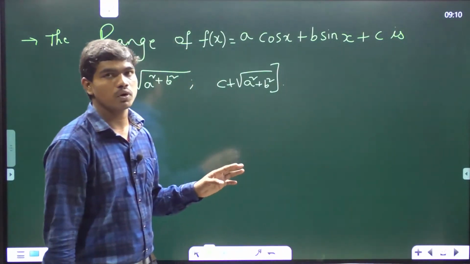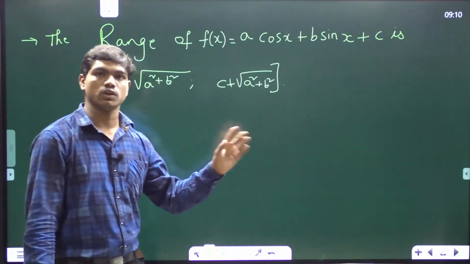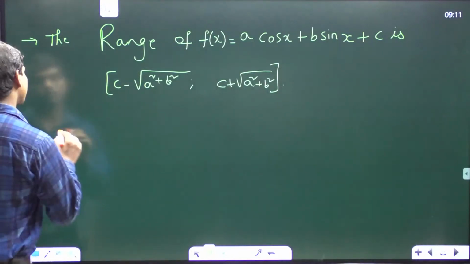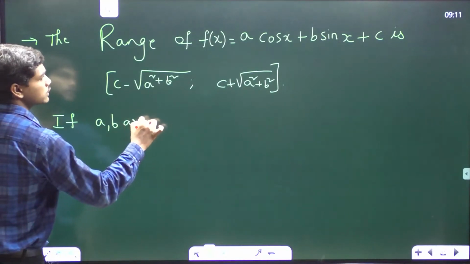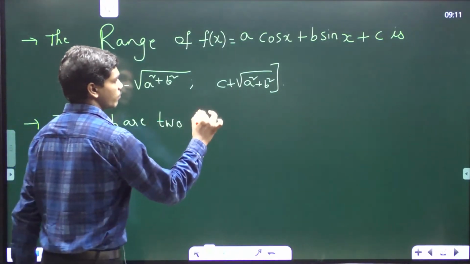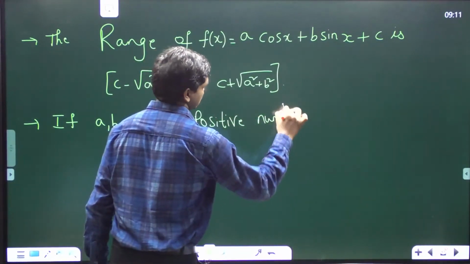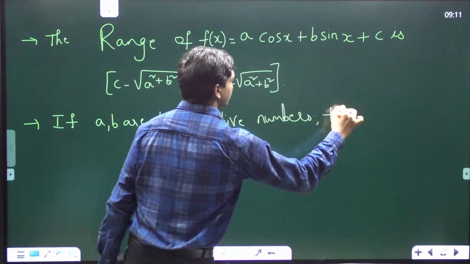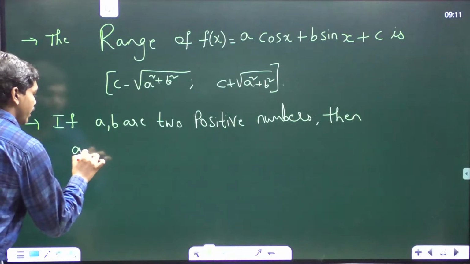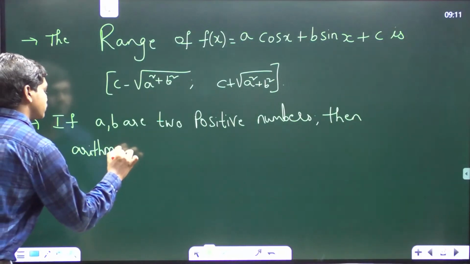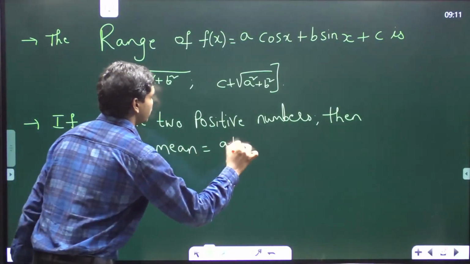This result is of some importance because questions came in GATE based on this, and if you know this result, you can get your answers in a very short moment. And I would like to tell you one more thing. If A, B are two positive numbers, then arithmetic mean is equal to A plus B by 2.